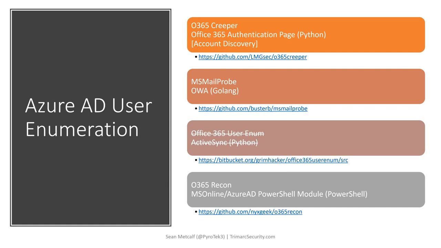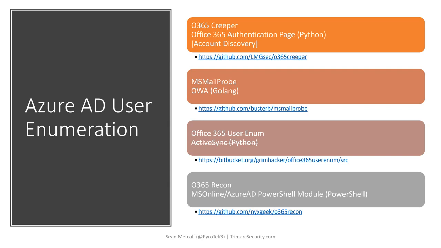O365 Creeper, you give it a list of email addresses, and it runs through using this Python script, connecting to the Office 365 authentication page, looking for that result code. If it exists, then it's going to identify that. If it doesn't, it'll identify that as well. MS Mail Probe, which works against OWA, once you have a valid account credential and you're able to authenticate to Azure Active Directory, you can use this in order to gather information about the environment.